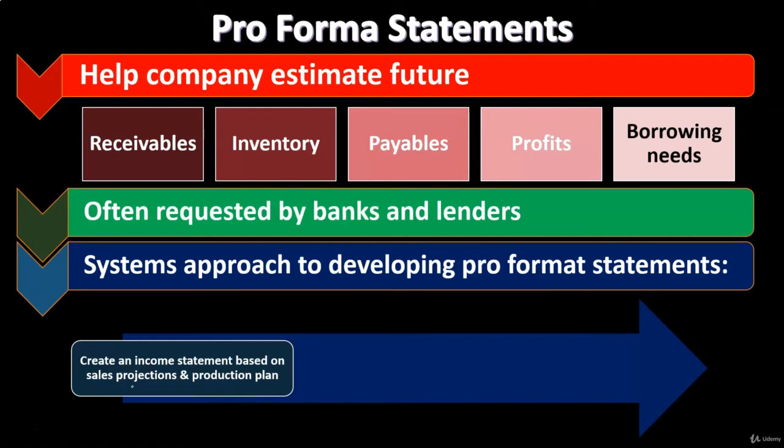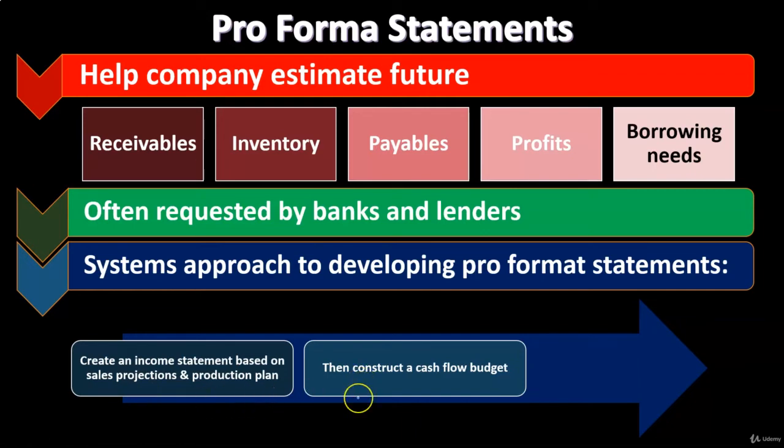Then we can use that information for our production plan if we're making things, to then calculate what we're going to need in terms of materials, labor, and overhead. Or if we're purchasing inventory, we can think about what purchasing needs to be for our sales needs. And then we can construct the cash flow budget, which is going to be different from the income statement, which is on an accrual basis.